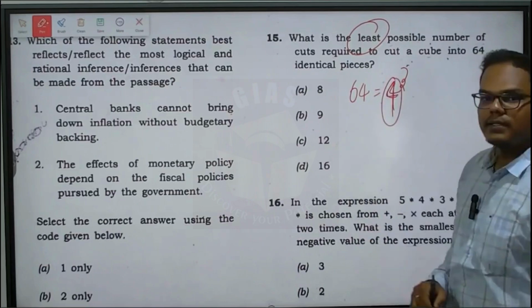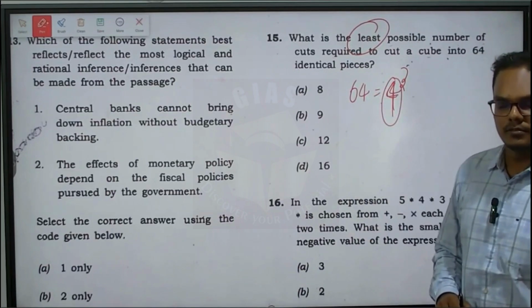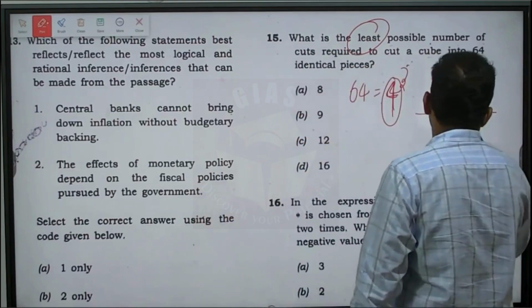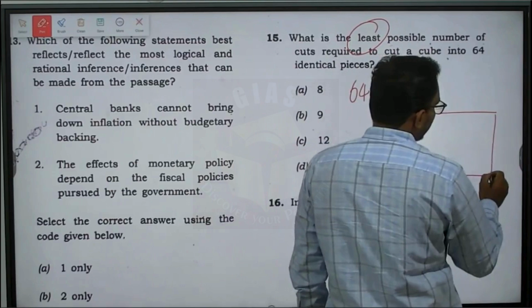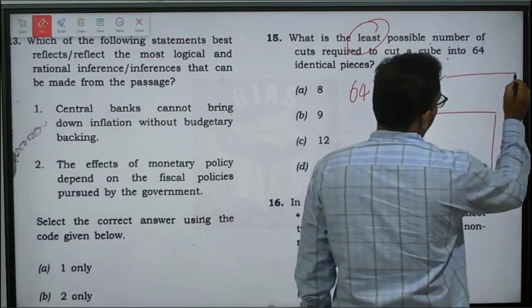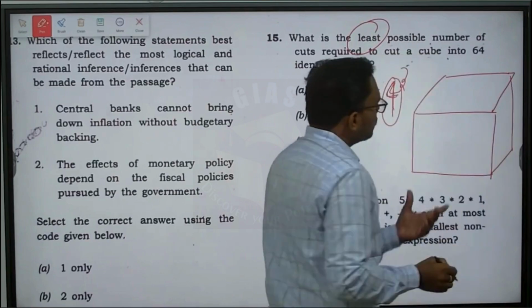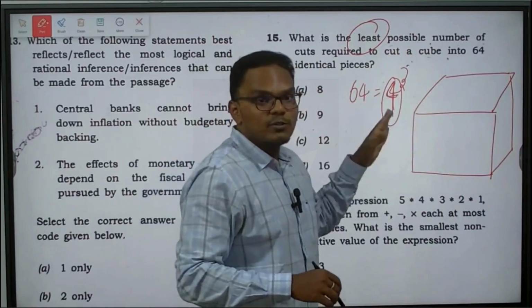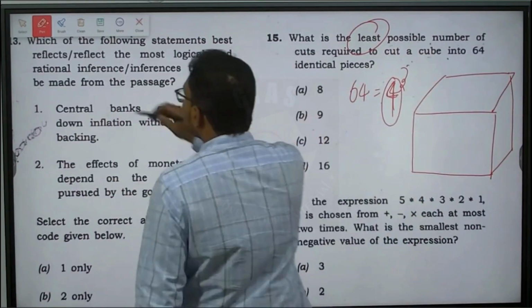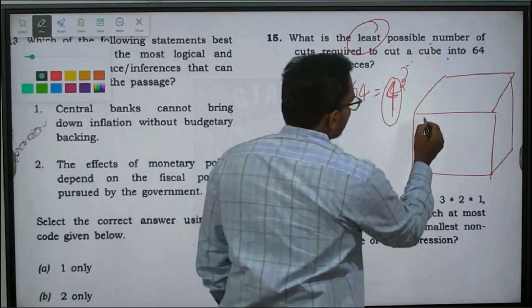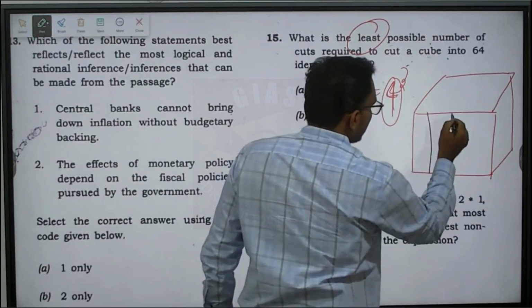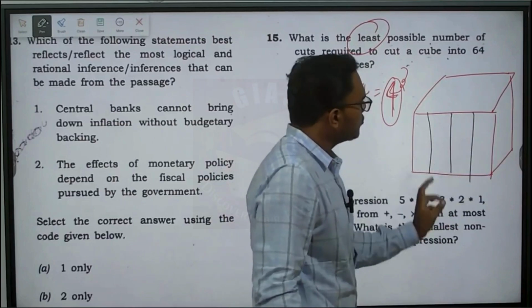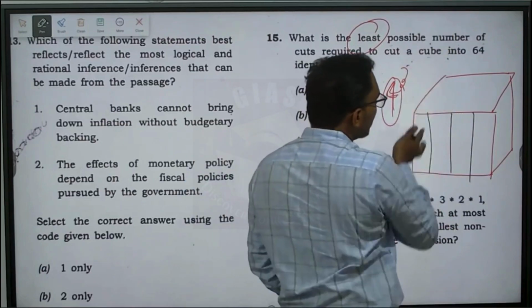So now you have to cut it. The side is 4, so you have to have 4 divisions on one side. If you have the face like this, you have to make 4 parts here, which means you have to make 3 cuts. You make 1, 2, 3. Now this is 1, this is 1, this is 1, this is 1. Assume that you're cutting it like this.